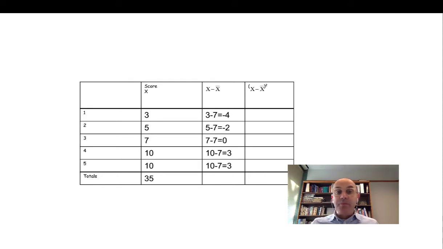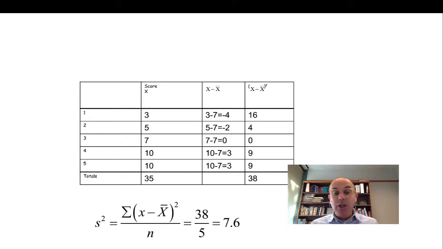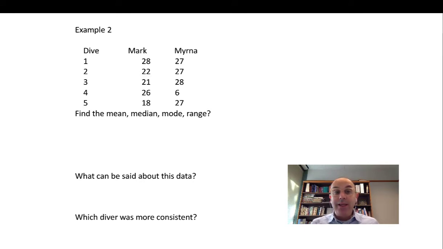So for example, the score. And how do we do that? We take x minus the mean of the specific set, and we square it. And in order for us to calculate the variance, in this case, it is 7.6. I hope it makes sense. I hope it is a good example.